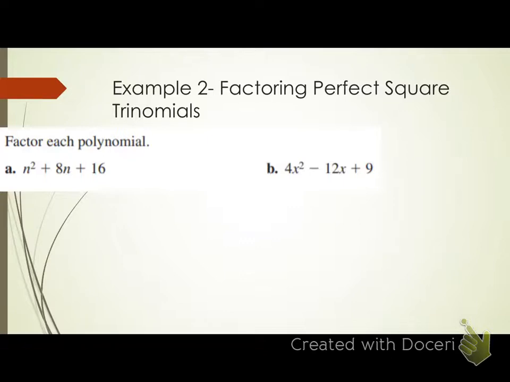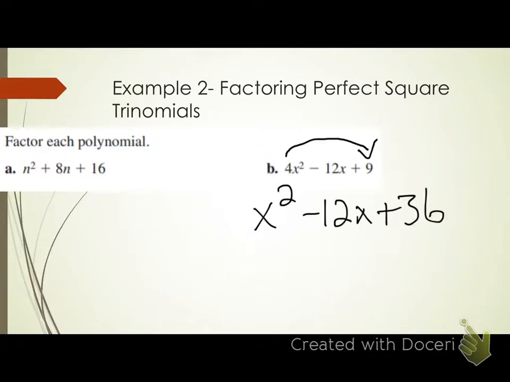In this case, I don't have just a 1 in front of my x squared term. I have a number. So I first need to see if there's any common factors I can factor out between my three terms. 4x squared, 12x, and 9 do not have any common factors, so I can't factor out anything. So I'm going to have to use slide and divide in this case. Take my 4, multiply it by my 9. That gives me 36. So I'd get x squared minus 12x plus 36. And now I'm factoring like normal.